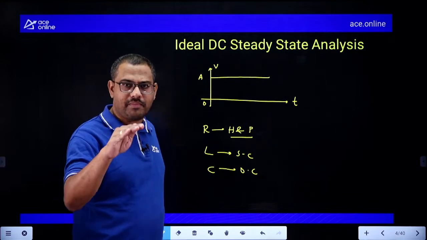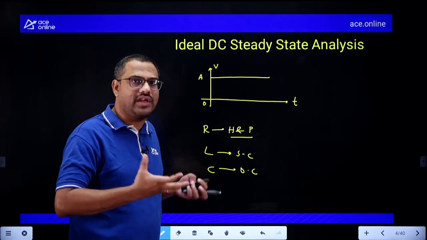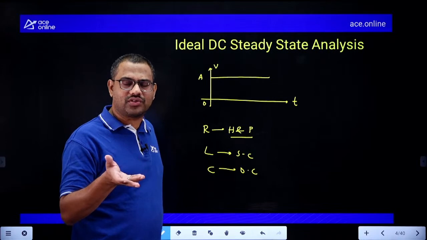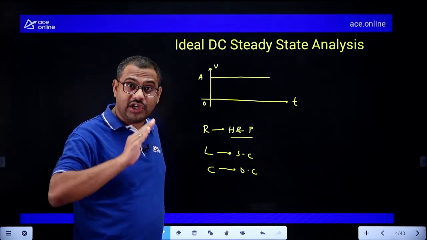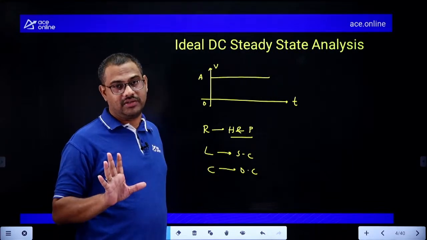All are equal, all are important, but in fact, in areas where there are more bits, more marks and easy scoring, concentrate more. I know DC is easy, but in GENCO and Transco, where a calculator is not allowed, and in IES also a calculator is not allowed, sometimes 40 to 50% of bits come only from DC circuit analysis. So don't underestimate. Okay, chalo.